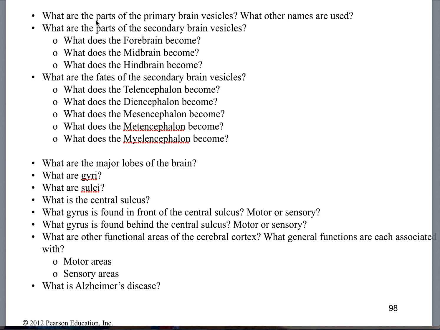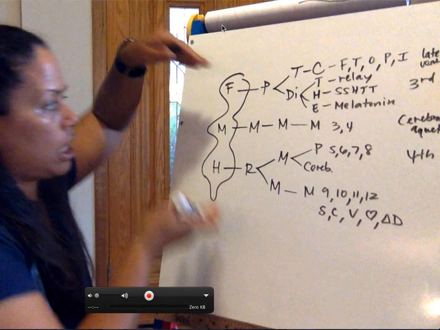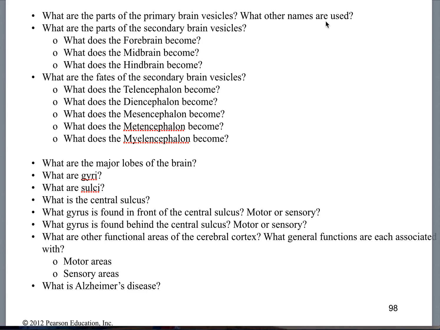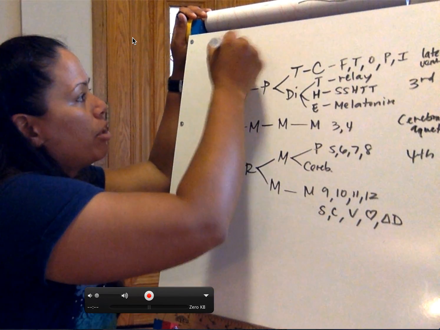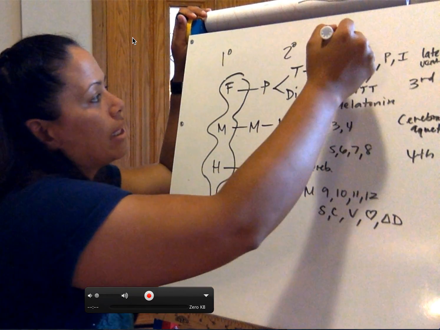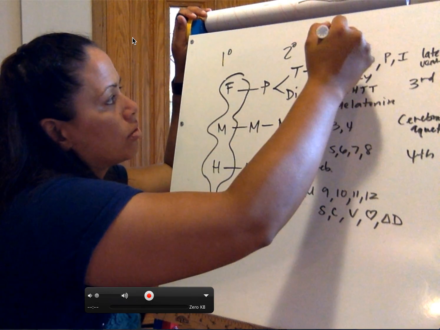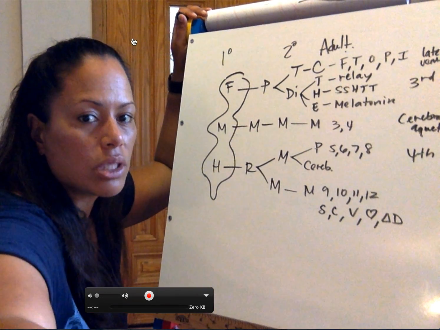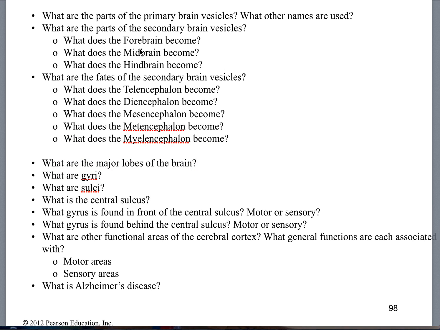So same thing. Parts of the primary vesicle, that's what we looked at here, right? And then the next one was, what are other names used? So that was essentially the forebrain, midbrain, hindbrain, and what are they also called? What are the parts of the secondary? So this was primary, this is secondary, and this is the adult structures, right? That's the final adult structures that they become. So forebrain, midbrain, hind, you guys can review that. I just went over it right now.